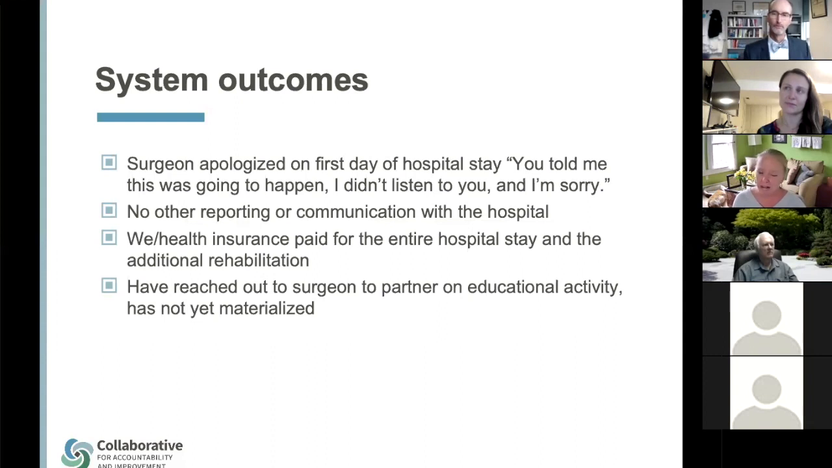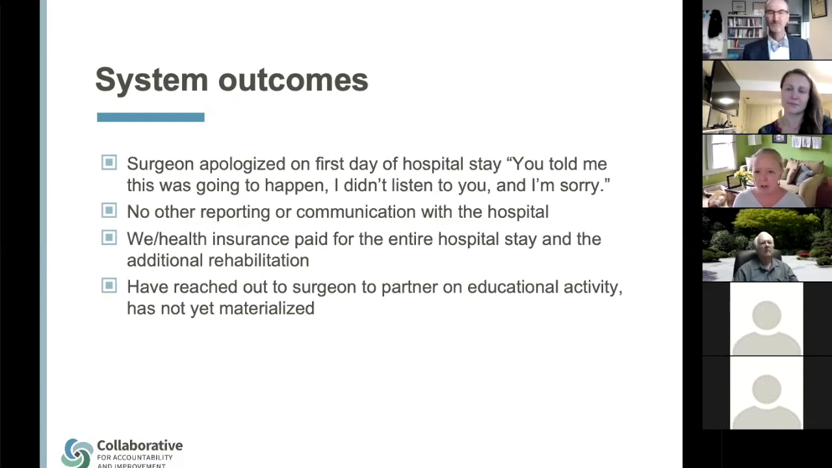One of the real head scratchers is that we paid for all of this. We paid for the extra hospital stay. We paid for extra rehabilitation. I missed additional work. When I say we, I mean we and our health insurance. So the whole system paid more for this poor care.